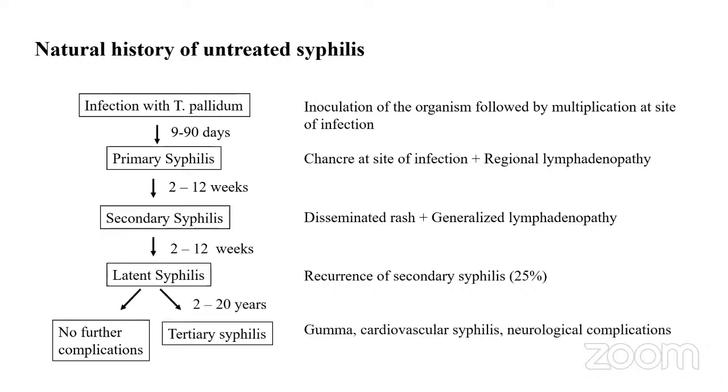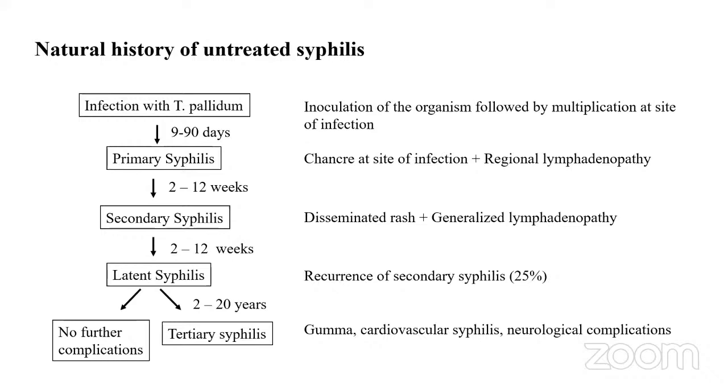And latent syphilis could be early latent syphilis or late latent syphilis. This cutoff is 2 years. Early latent syphilis is a patient having a history of genital ulcers within two years. And late latent syphilis is after 2 years of the genital ulcer. So 2/3 of the patients with latent syphilis have no further complications, whereas 1/3 of the patients with latent syphilis progress to tertiary syphilis after a period of 2 to 20 years.